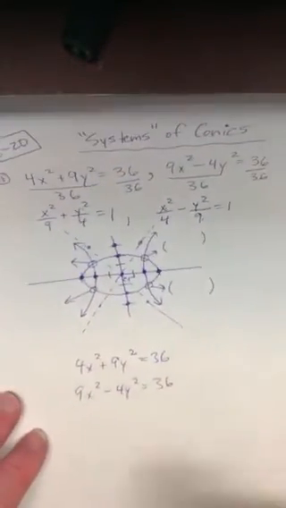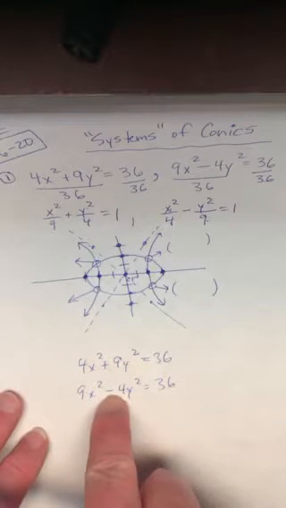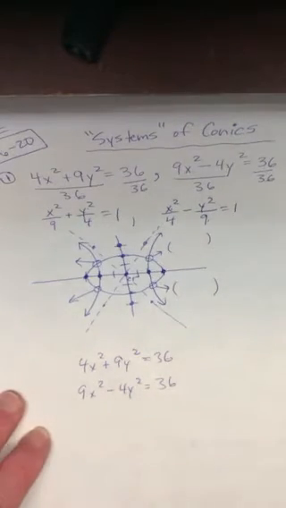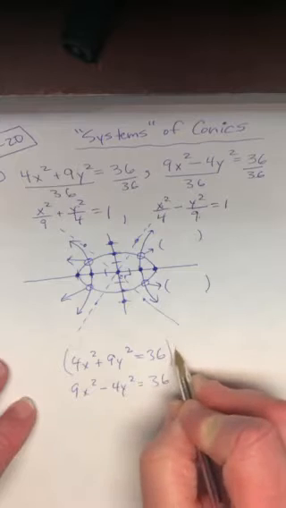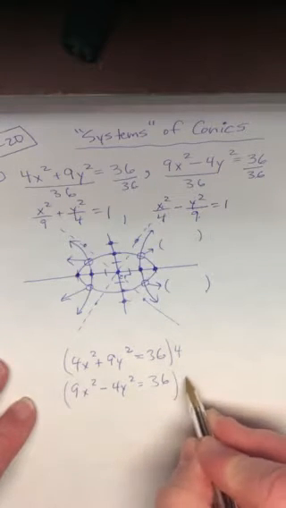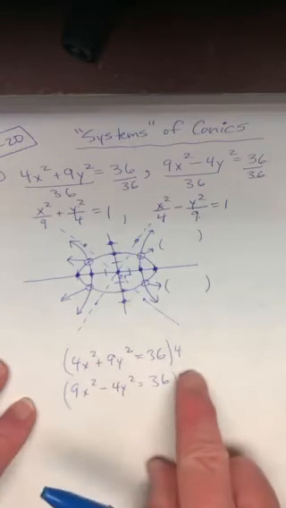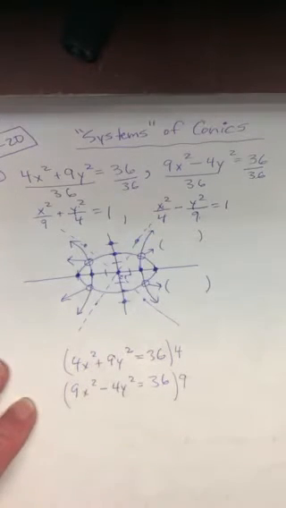Well, think about it. The y squareds are already opposites, aren't they? If I want them to cancel each other out and be eliminated, couldn't I multiply that whole thing by 4 and multiply this whole thing by 9? And you're thinking, wait, what's he doing here? Isn't my goal to make the y squareds cancel and be eliminated?